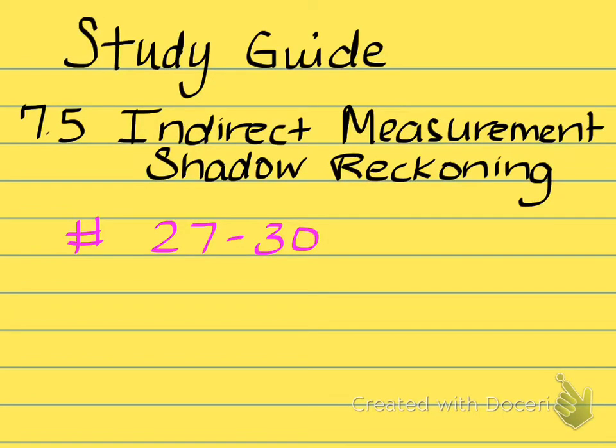Hi guys, welcome back. This is numbers 27 through 30 on your study guide. These all go with indirect measurement or shadow reckoning.